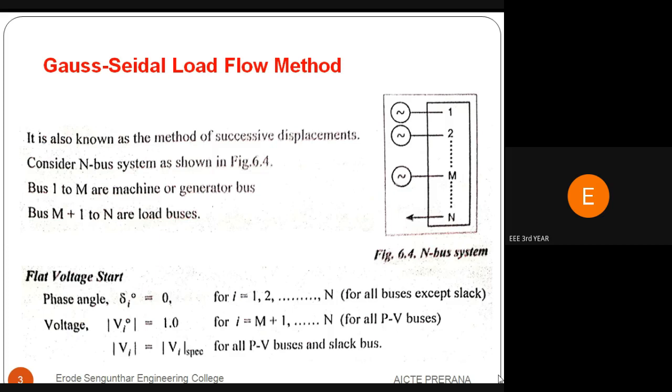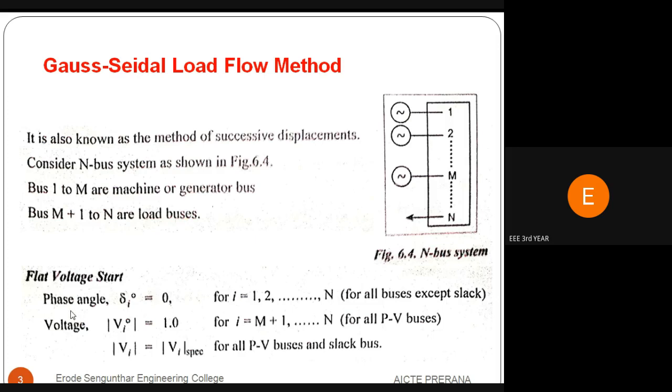Let us consider the block diagram. In this, we are considering an n bus system. Bus 1 to m are generator buses, and m plus 1 to n are considered as load buses. Again, I am telling that bus 1 to m is called generator bus, and m plus 1 to n is called load bus. For flat voltage start, we have to consider initial conditions.